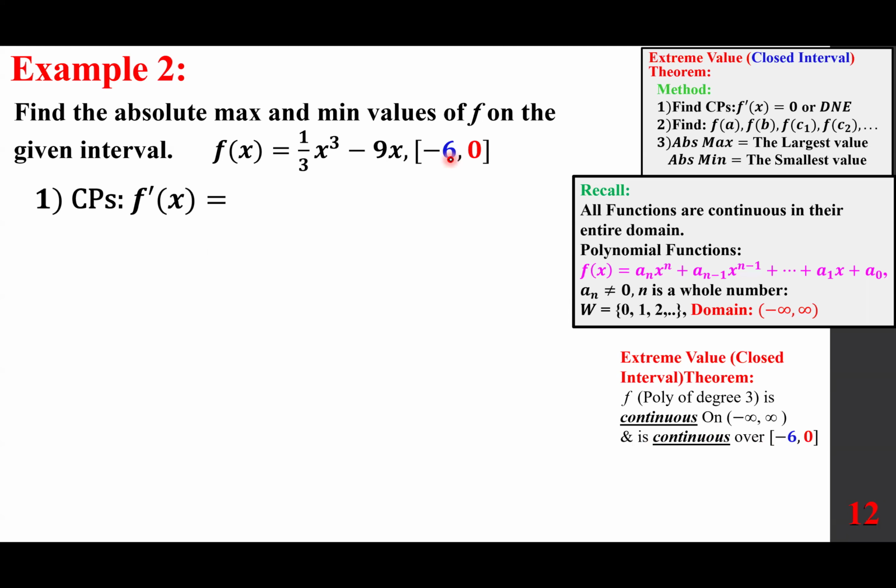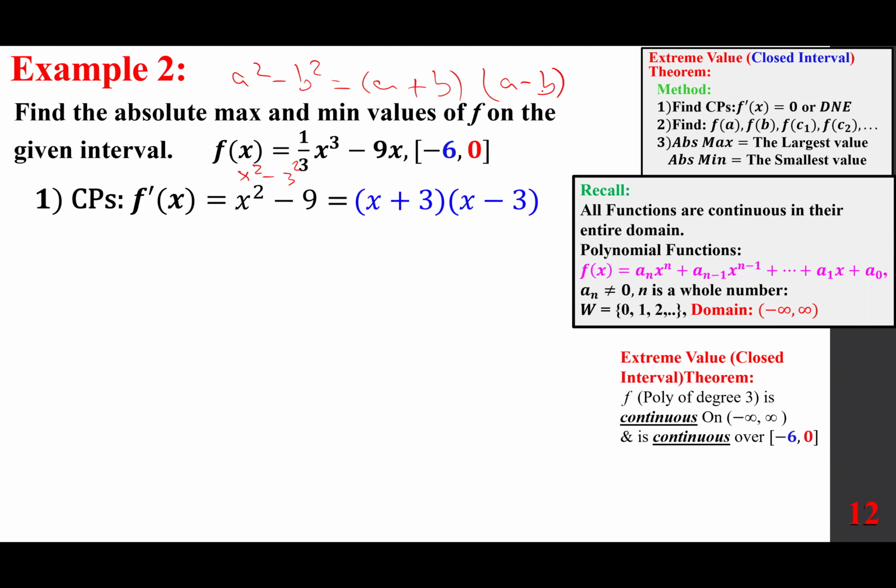Number one, we're going to find f prime of x. So differentiate: 1/3 times 3 is 1, x squared minus 9. Then we want to set this equal to 0. To set this equal to 0, we have to factor it. You know this is x squared minus 3 squared, and you know a squared minus b squared is a plus b, a minus b. So you have x plus 3, x minus 3. So f prime equals 0 gives us two answers, negative 3 as well as positive 3.